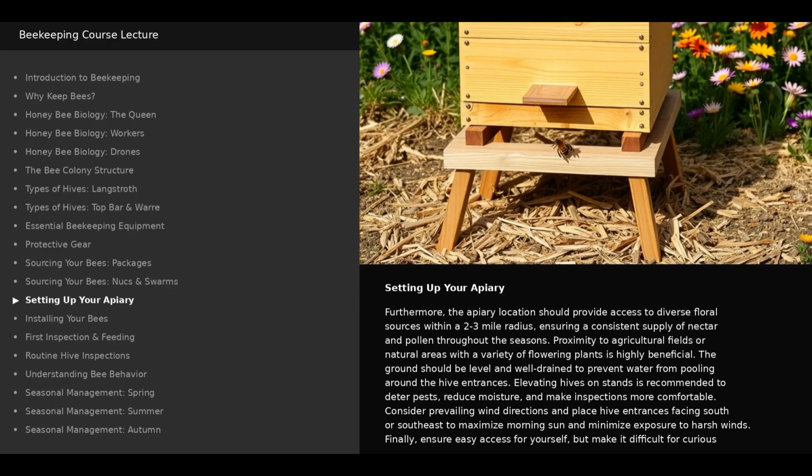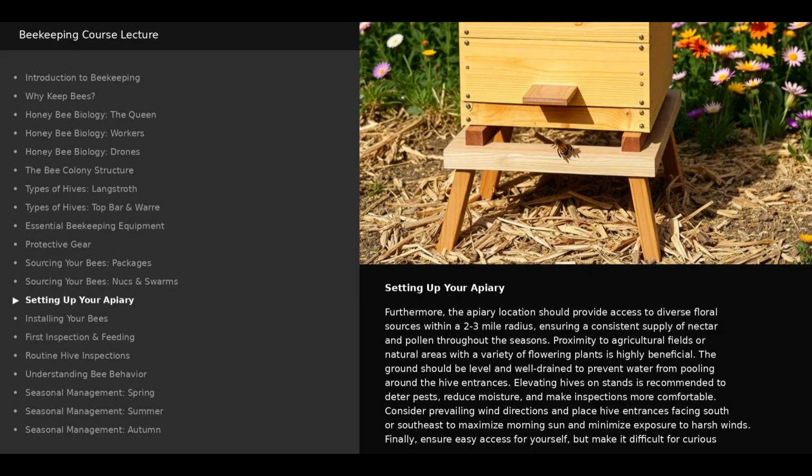Furthermore, the apiary location should provide access to diverse floral sources within a 2 to 3 mile radius, ensuring a consistent supply of nectar and pollen throughout the seasons. Proximity to agricultural fields or natural areas with a variety of flowering plants is highly beneficial. The ground should be level and well drained to prevent water from pooling around the hive entrances. Elevating hives on stands is recommended to deter pests, reduce moisture, and make inspections more comfortable.